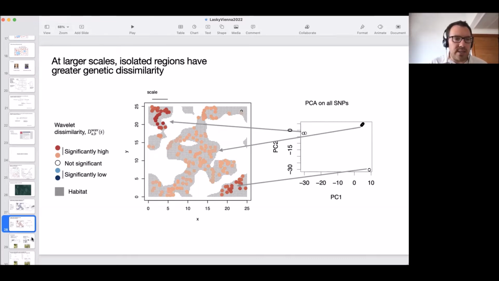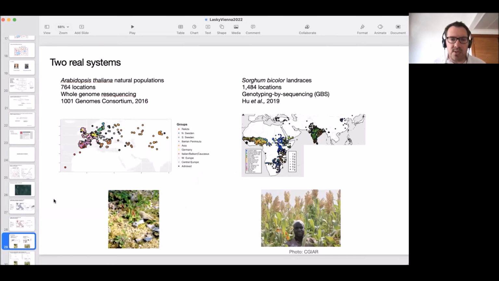So let's look at this in some empirical systems. Two things that I work on a lot: Arabidopsis thaliana, where we're working with 1001 Genomes resequencing data and populations from across Eurasia and a little bit of North Africa, and then sorghum landraces. Landraces are traditional varieties of crops that are local, so they're thought to be adapted to local conditions, and experiments often show that. But sorghum here is very broadly distributed. It was domesticated in sub-Saharan Africa, but it has spread as far as northeastern China.